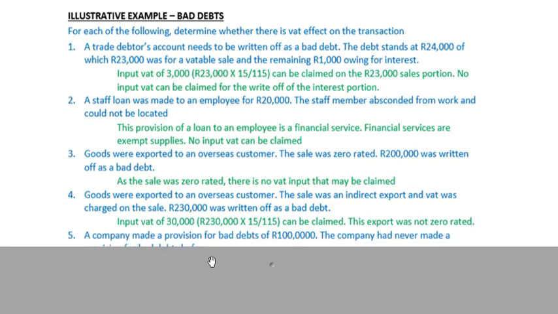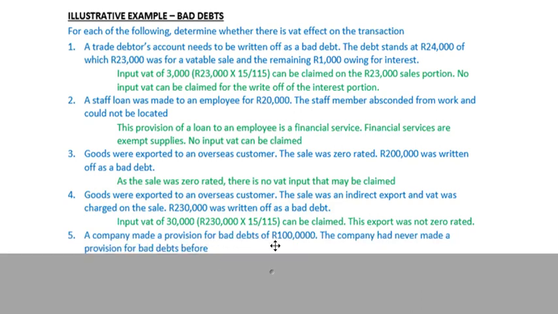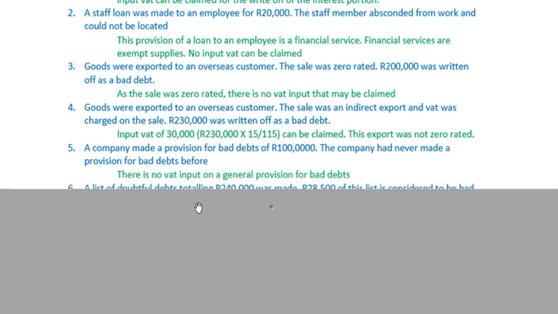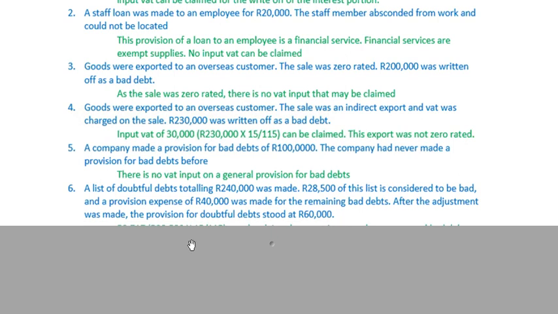So the company makes a provision for bad debts of 100,000. The company had never made a provision for bad debts before. You need an actual transaction before you can actually claim input VAT on a bad debt. This is merely a provision for bad debts. You've not identified who is a bad debt and written them off. You cannot claim any input VAT on provisions. They are not real transactions. Therefore, there will be no VAT effect on a provision for bad debts.